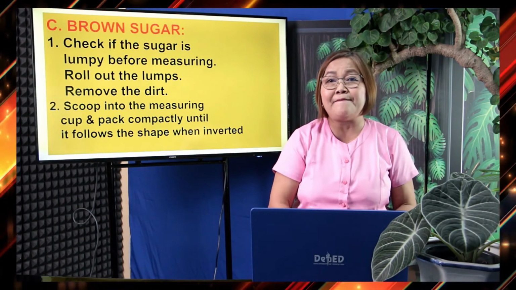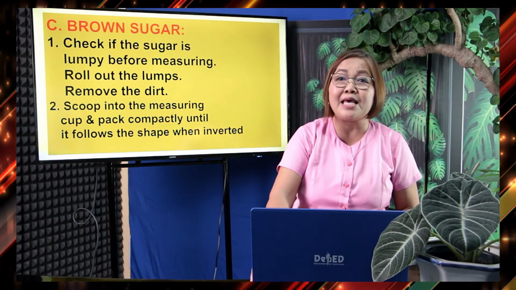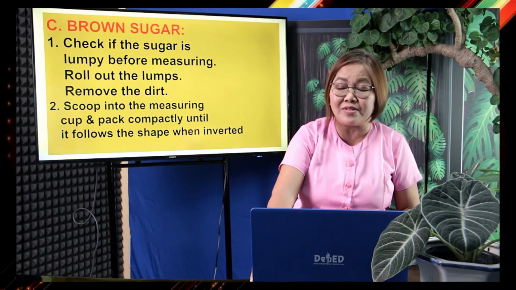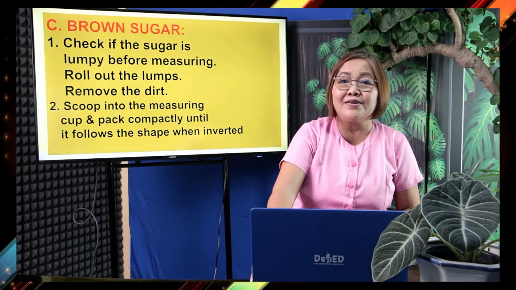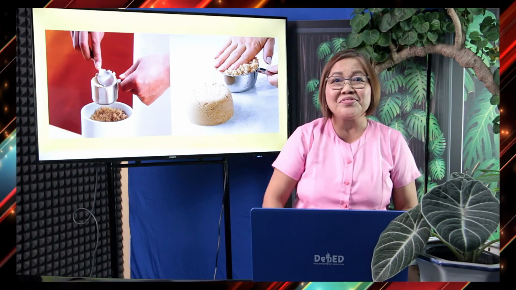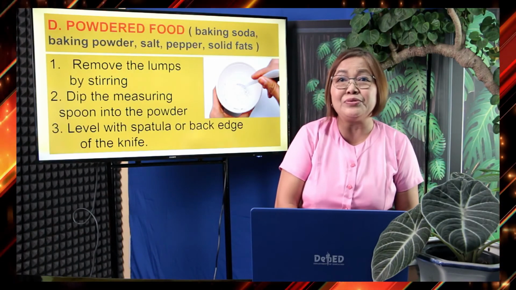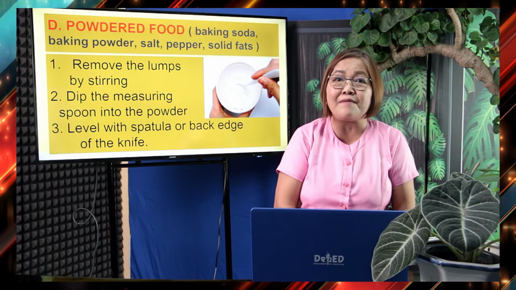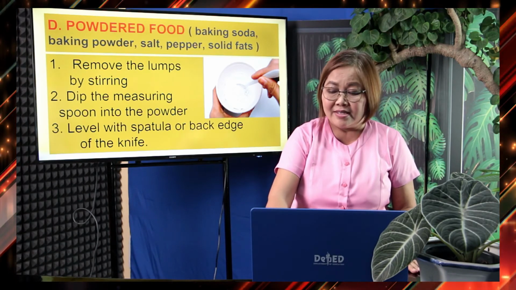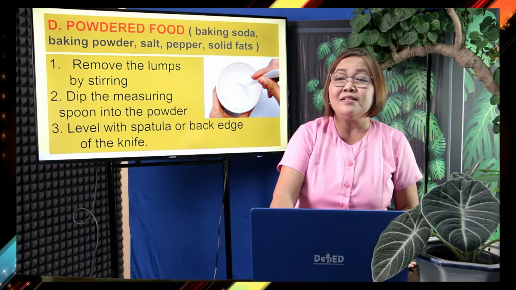Then, the next step is to scoop into the measuring cup and pack compactly until it follows the shape when inverted. Okay? Next is the powdered food. Okay? The powdered food that we are referring to are the baking soda, baking powder, salt, pepper, solid fats, etc. So, the procedure on measuring this powder is very simple.